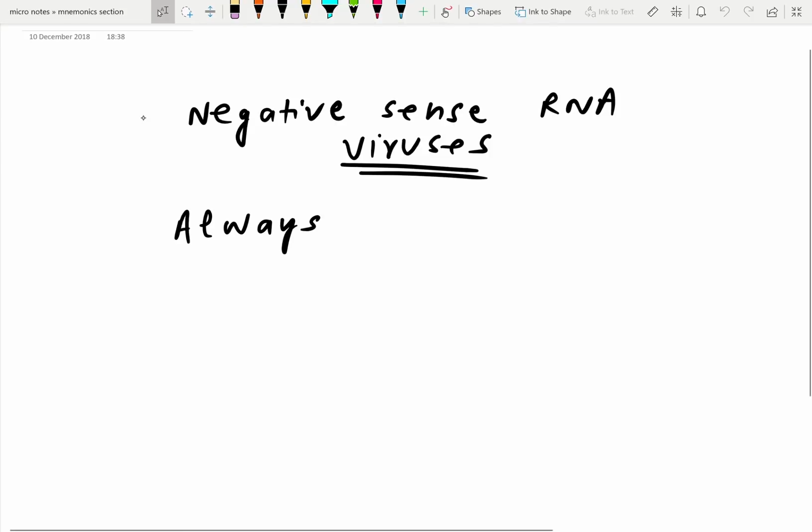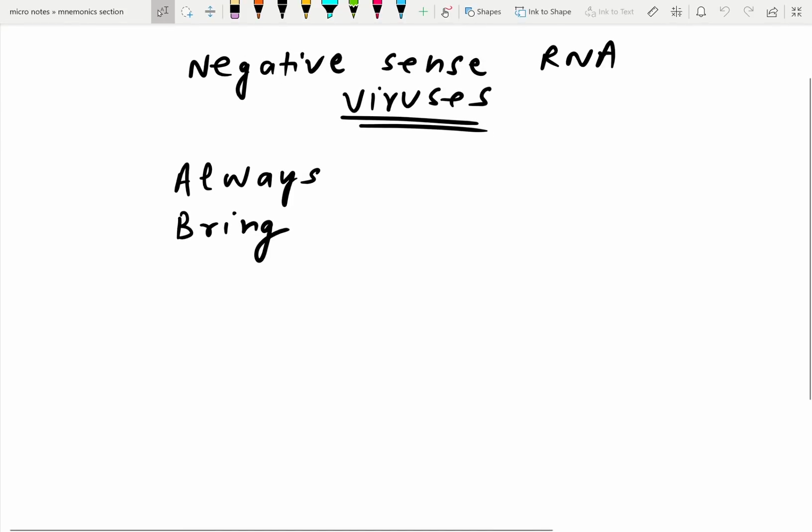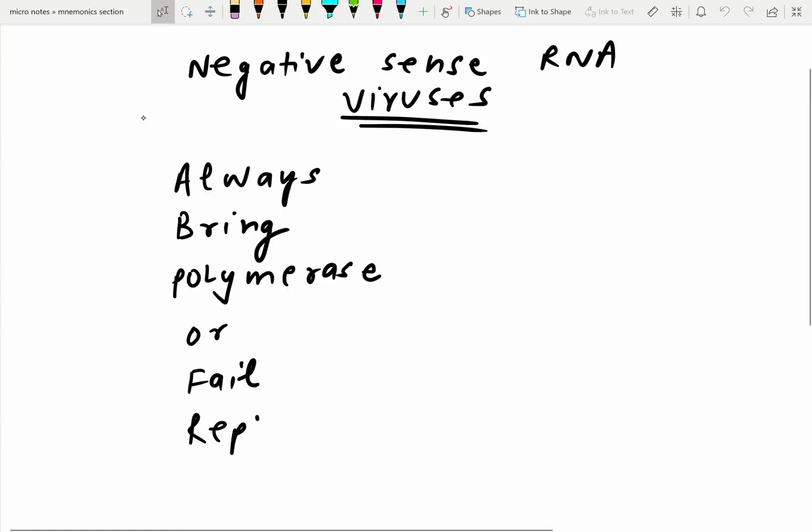Always bring polymerase or fail replication. Okay, so this particular mnemonic can help you in the exam, in the time of fighting. This can help you to remember at least the negative sense RNA viruses.